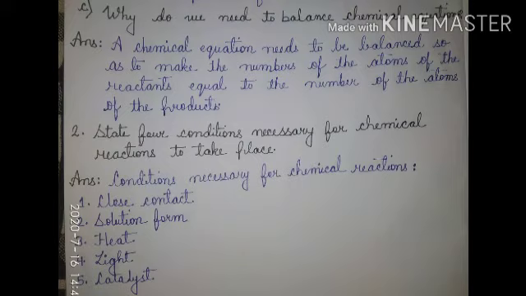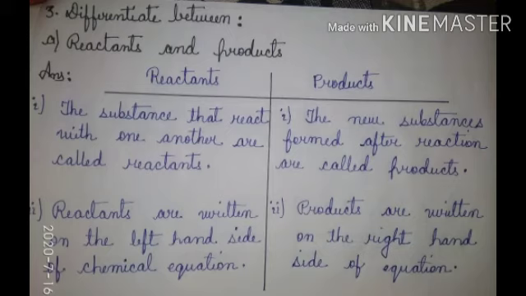Now your next question, state four conditions necessary for a chemical reaction to take place. We know that the four conditions are close contact, solution form, heat, light and catalyst. These are the conditions which are required for a chemical reaction. Now our next question, differentiate between reactants and product. The substances that react with one another are called reactants, and the new substances formed after the reaction are called products. Reactants are written on the left hand side of a chemical equation, whereas products are written on the right hand side of the chemical equation.